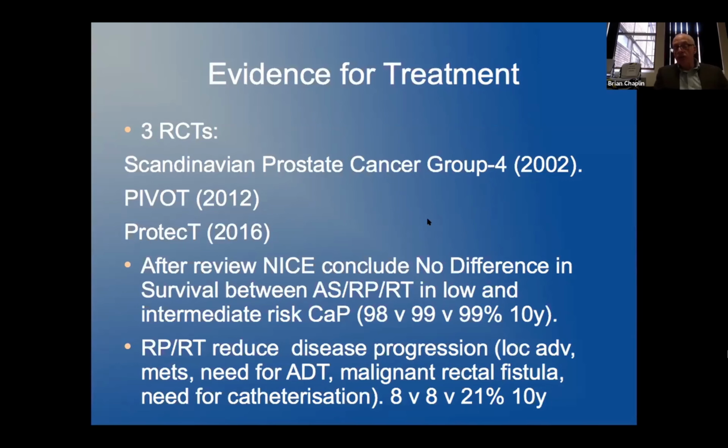That didn't show any difference at all in prostate cancer mortality and overall mortality between active surveillance, radical prostatectomy, and radical radiotherapy in those patients with low risk and intermediate risk tumours. It did, however, show that radical prostatectomy and radical radiotherapy does reduce disease progression, and disease progression was defined as progression to locally advanced tumours, local metastases, a need for hormones, developing malignant rectal fistulae, and a need for catheterization.